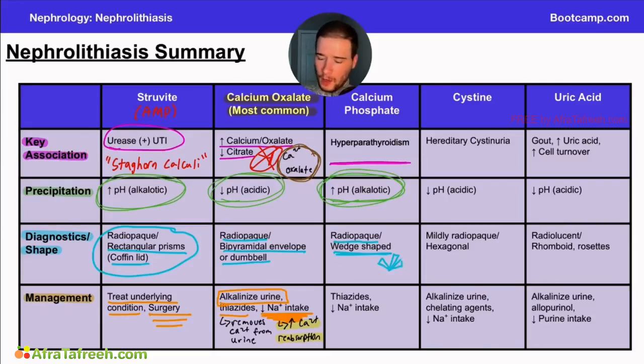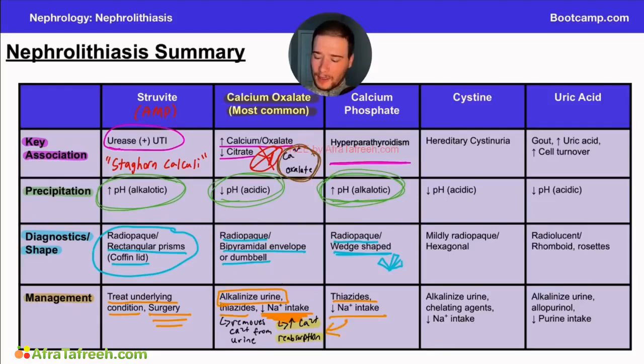Finally, for the management, we're looking at thiazides. Again, the reason being that this can take calcium out of the urinary system, leading to less of it that can actually form stones, and additionally decrease our sodium intake for the same reason that we mentioned over here, that lower sodium intake will indirectly increase our calcium reabsorption from the urinary system.